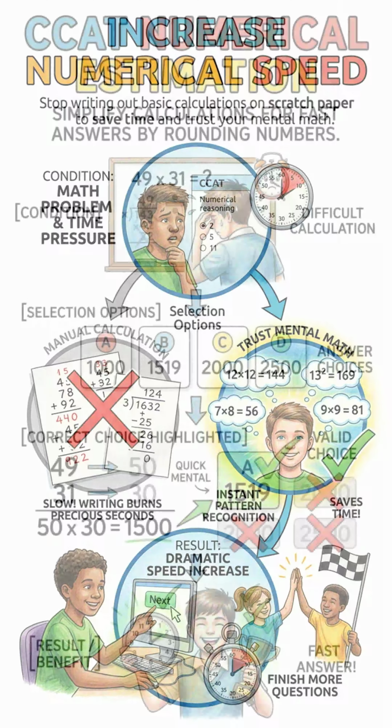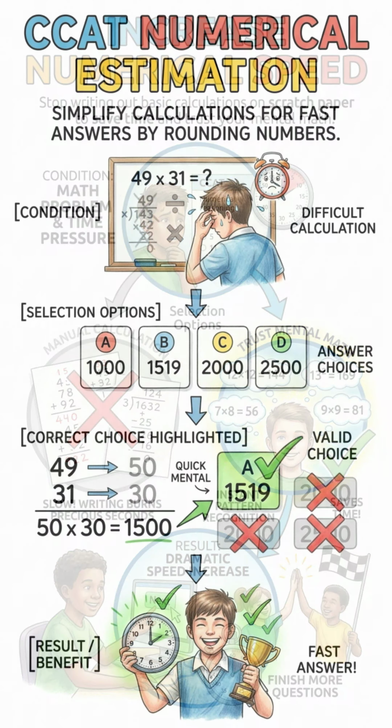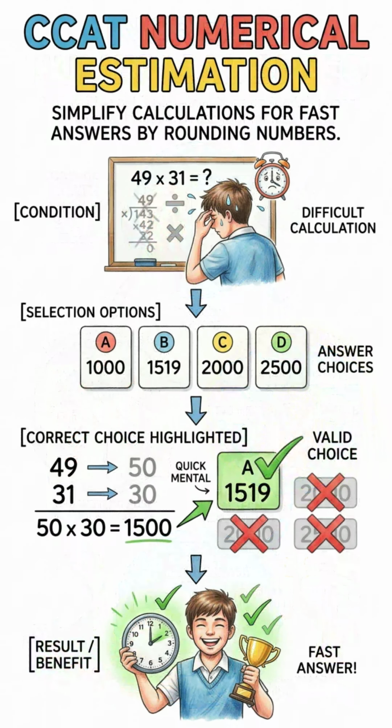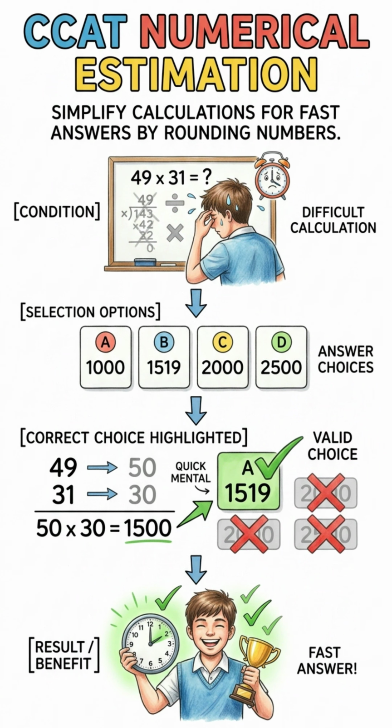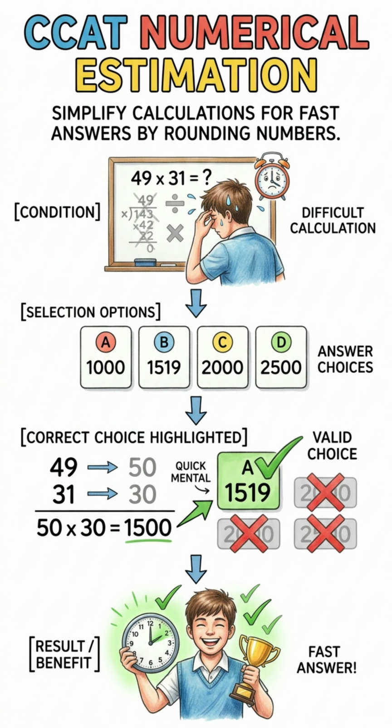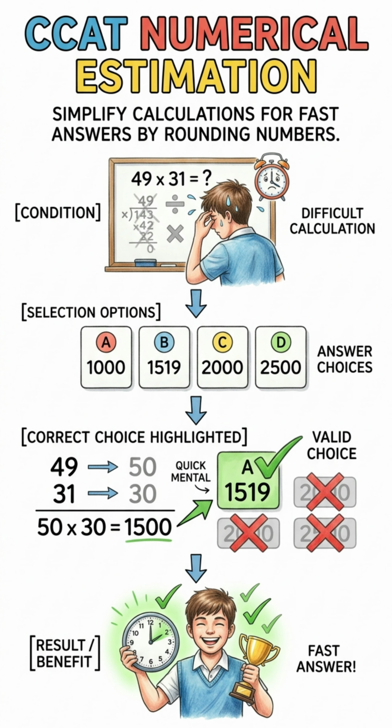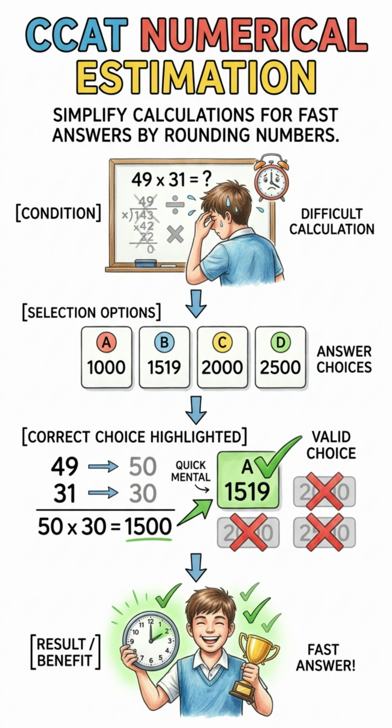One of the most powerful strategies for numerical reasoning is mastering the art of estimation. Very often, the answer choices provided on the exam are spaced very far apart from each other. If a question asks for the exact product of 49 and 31, do not waste time doing the exact math. Instead, round the numbers to 50 and 30, quickly multiply them in your head to get 1500, and look for the answer closest to that number. Estimation allows you to bypass tedious calculations and jump straight to the correct answer.